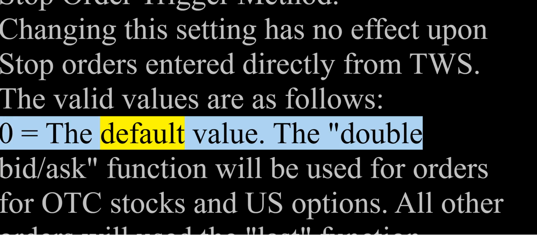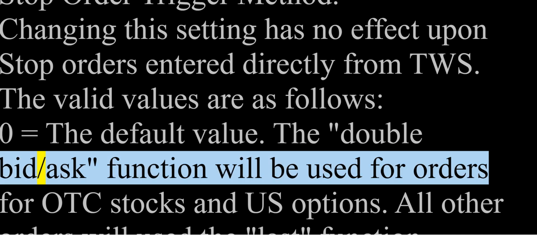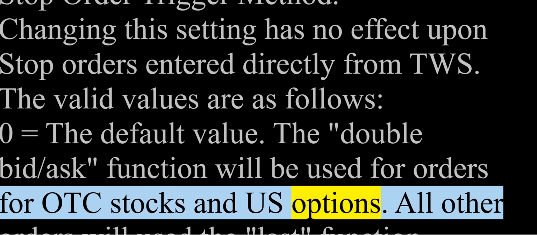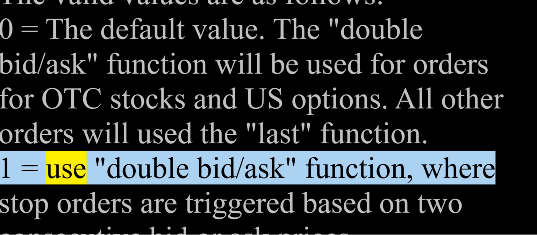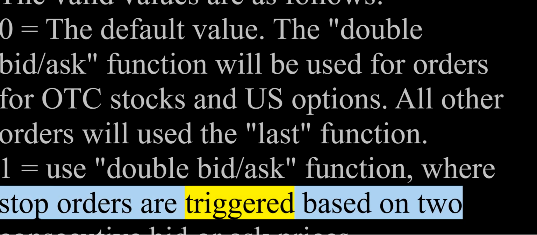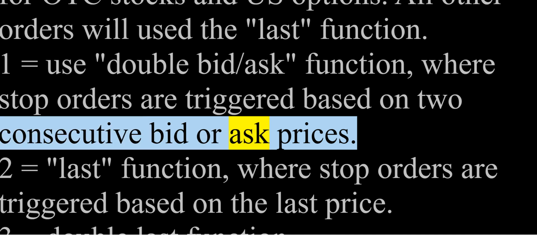0 equals the default value. The double bid/ask function will be used for orders for OTC stocks and US options. All other orders will use the last function. 1 equals use double bid/ask function, where stop orders are triggered based on 2 consecutive bid or ask prices.